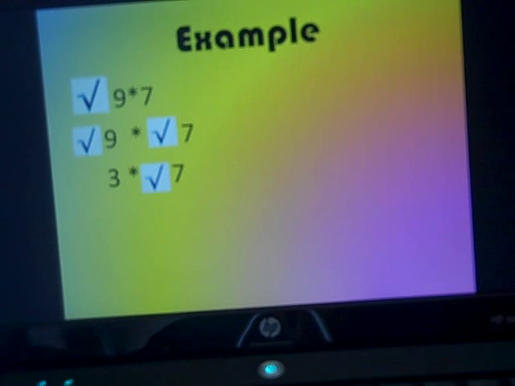Example. The square root of 9 times 7 equals the square root of 9 times the square root of 7. Simplify. 3 times the square root of 7.